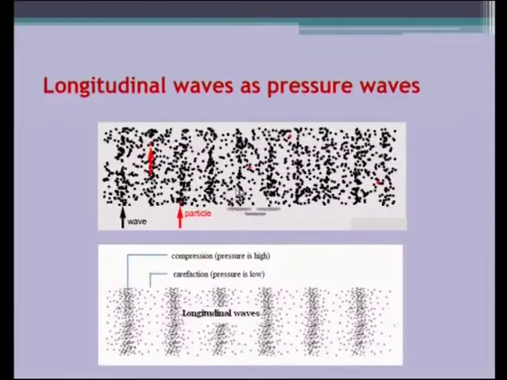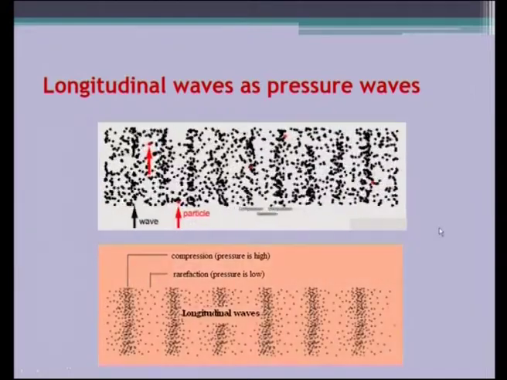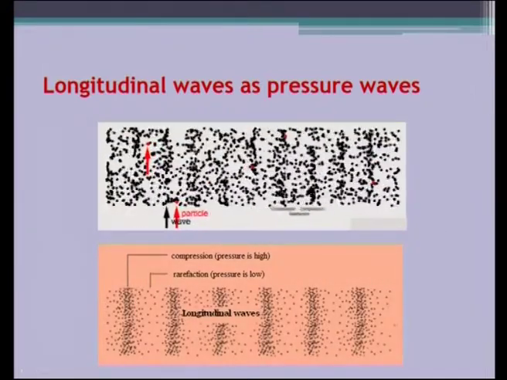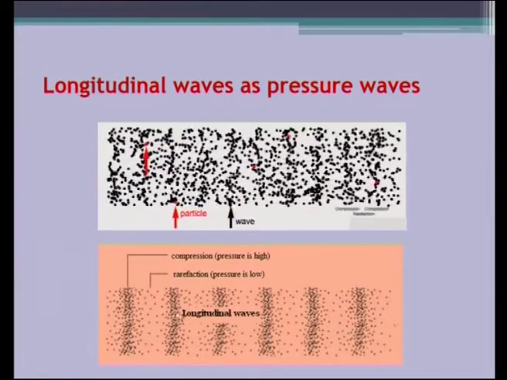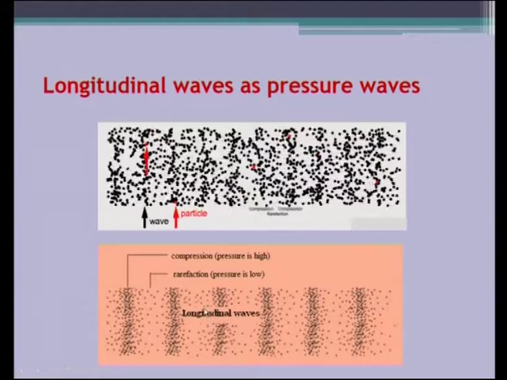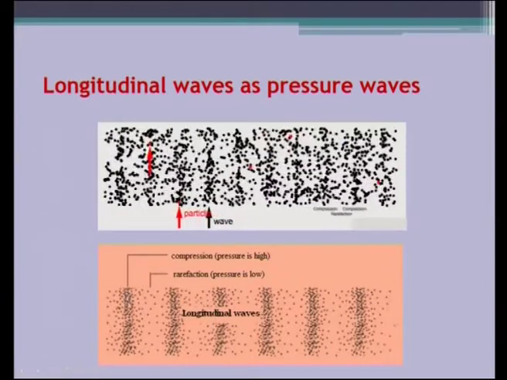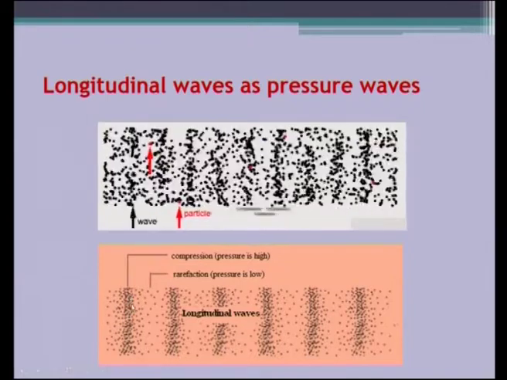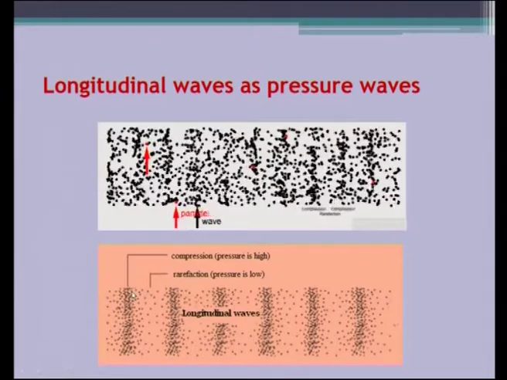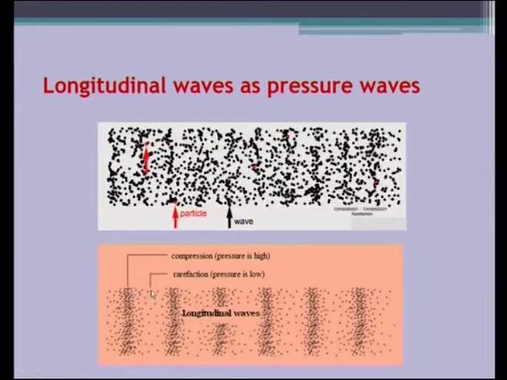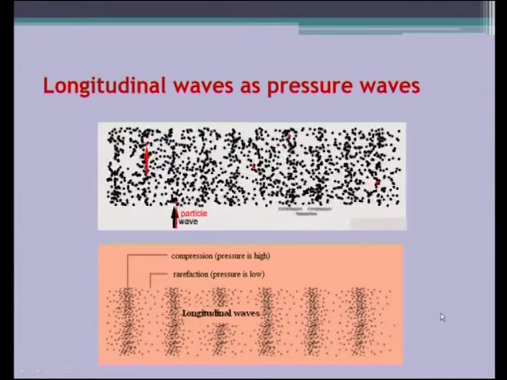This picture shows how the particles are moving to and fro and what is the direction of propagation of the wave. The wave is propagating to the right, but the particles are just oscillating. This diagram shows the snapshot taken at an instant. This shows the wave is propagating as compression and rarefaction. The compression has got higher pressure region and the rarefaction is the low pressure region. So, this is how the waves propagate.